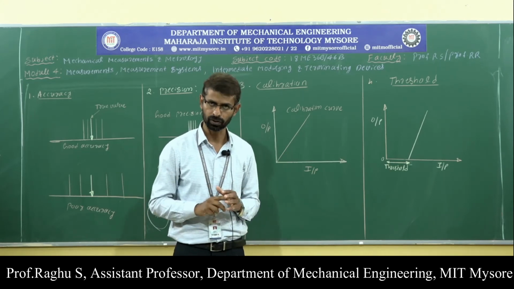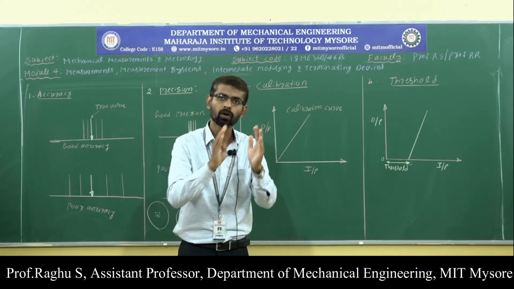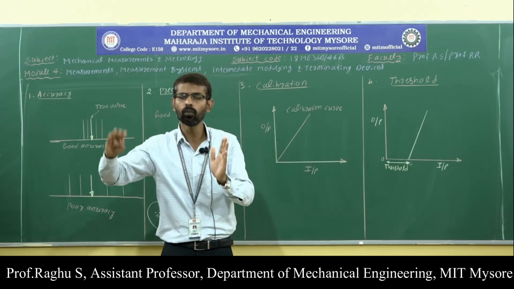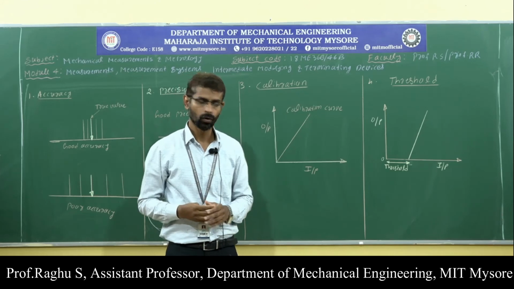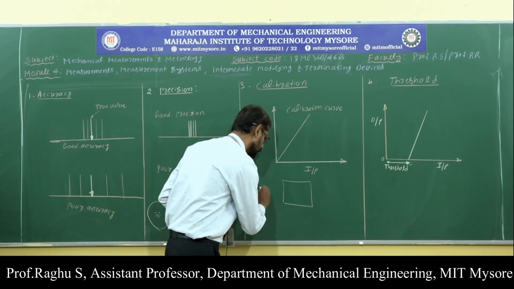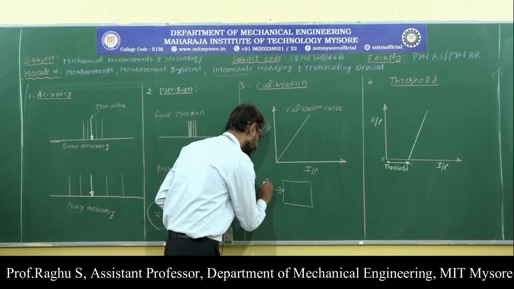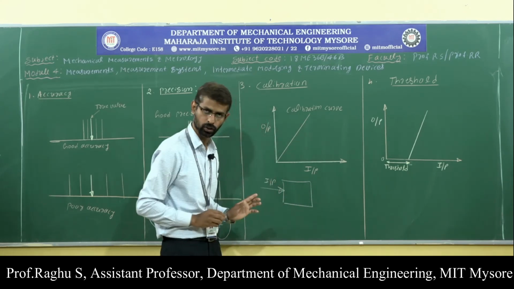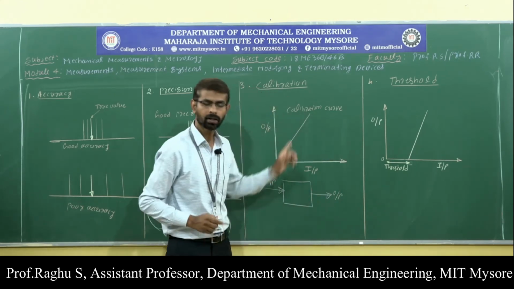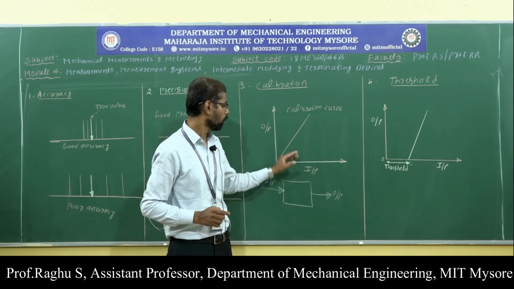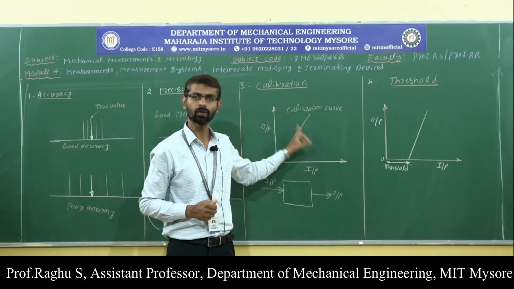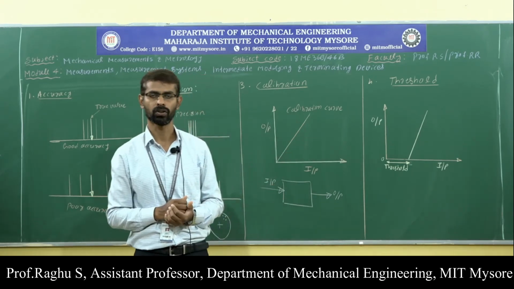In the calibration process, a set of known inputs are applied to the measuring instrument and the corresponding output values are noted down. Here, this is the measuring instrument, and I am applying some known inputs to it and noting down the corresponding output values. Then a graph is plotted, input against output, and here we have got a curve. This curve is called the calibration curve.